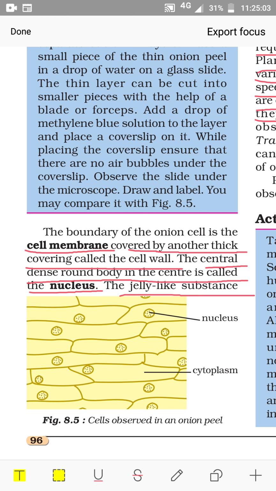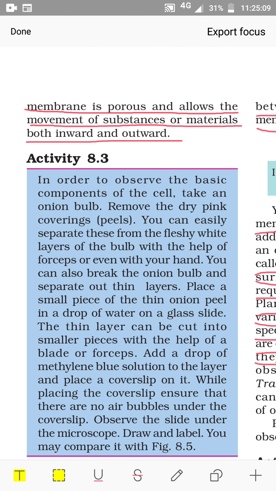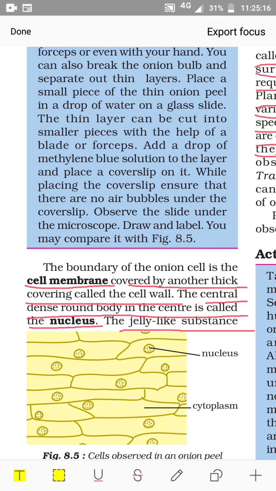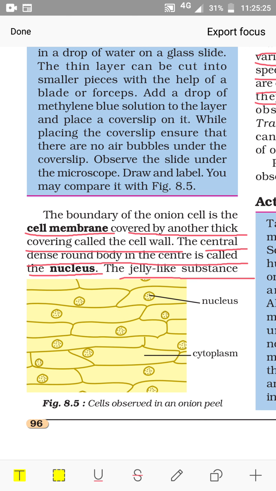So we can see this in the onion peel, that is the pink basic components of the cell. So we can remove the dry pink covering or the peels of the onion, and after that we have to take the scales of the onion from the concave side, a thin transparent membrane as we take, and color it and place it under the microscope. You can see these are the structures where, see, this is the nucleus and the cytoplasm, and see, these are the cell walls are also been observed in the microscope.